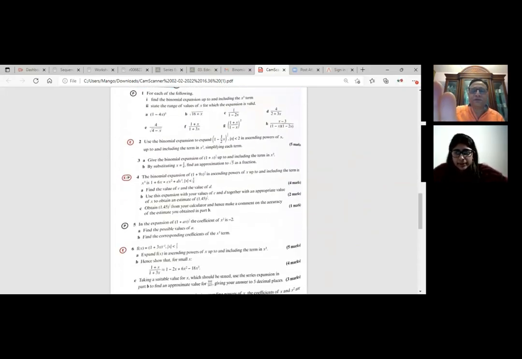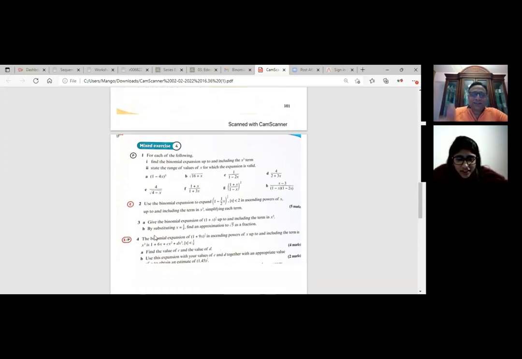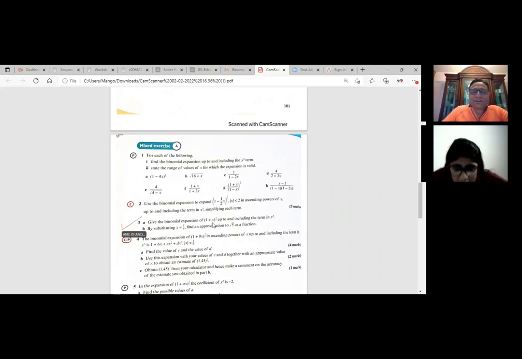Can you please read question number 3? Okay, so give the binomial expansion of 1 plus x to the power of a half up to and including the term in x cubed. That means 4 terms, right? Next, by substituting x equals a quarter, find an approximation to root 5 as a fraction.